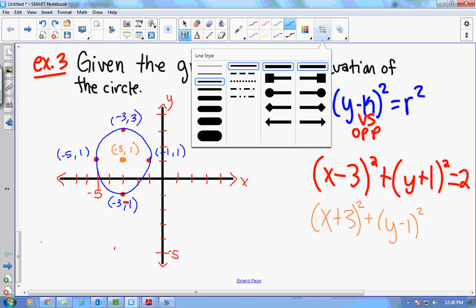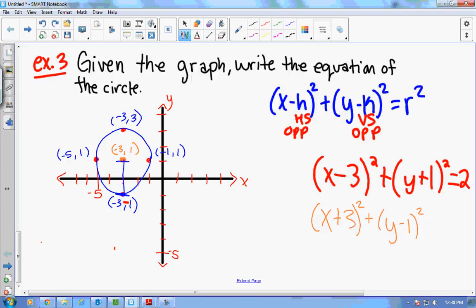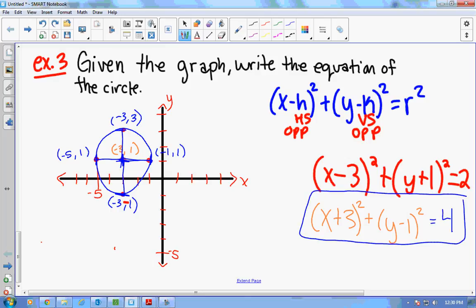And the radius, let's see if he was thinking right about the radius. Is that 2? Yes, it is 2. I don't know why you're all saying no. But in the equation, it's supposed to be radius squared. So we would write 4. Who got this one? Did anyone? Okay, good.